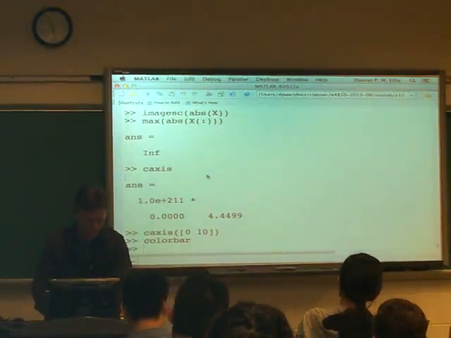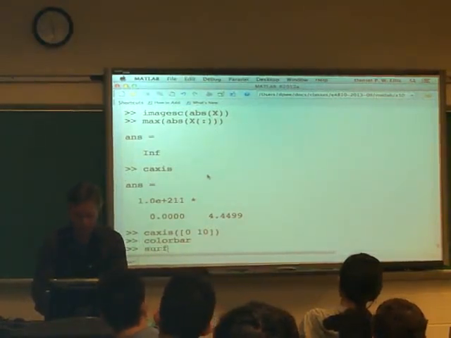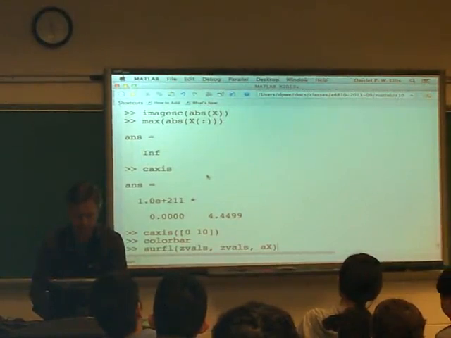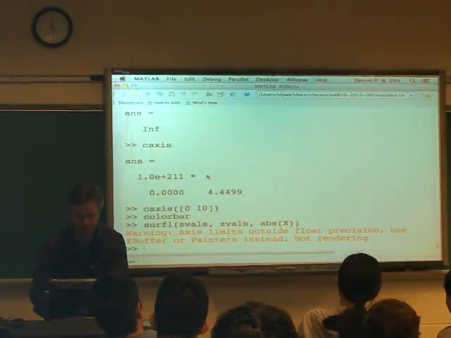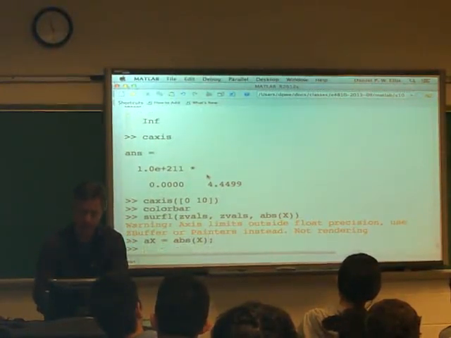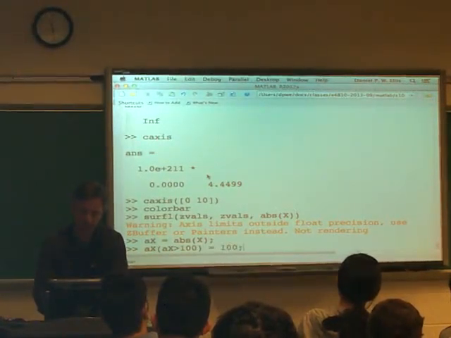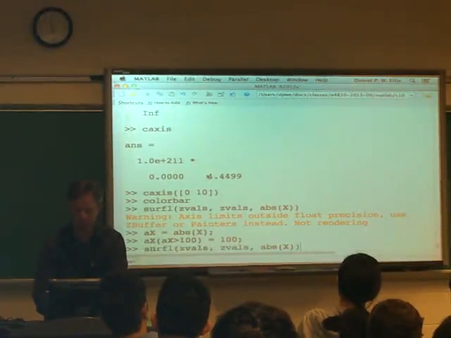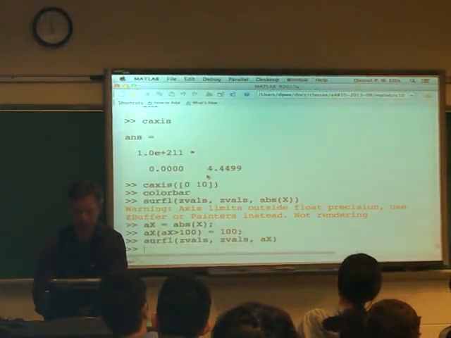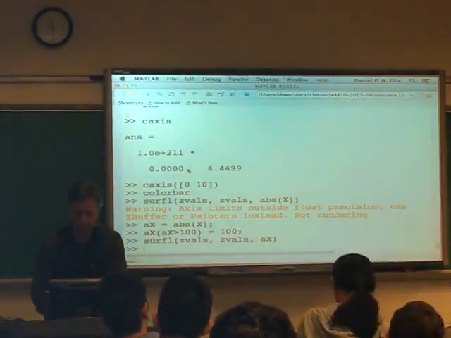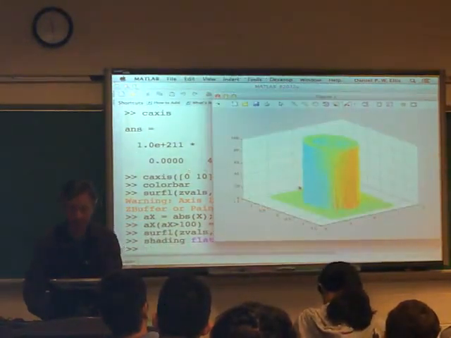I can try and use some of the 3D plotting here to get to that. I don't know if I do it a little better in the script. Not rendering, yes, it doesn't like that. So if I call AX equal to abs x, and then I set all the values that are greater than 100 to 100, how about that? Okay, great. And then if I do shading flat, this is now what it's plotting.